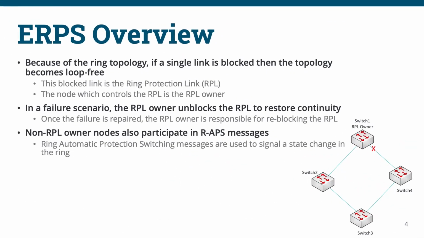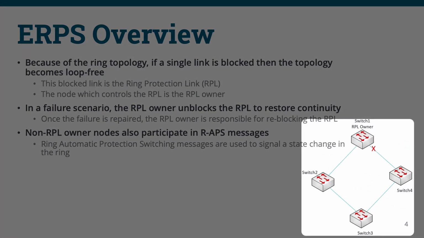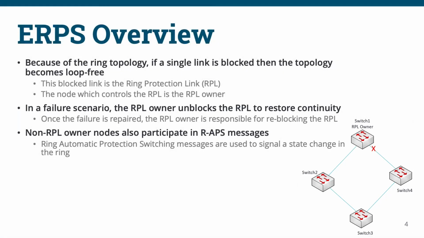As we can tell in our topology here, since we have a ring, if a single link is blocked, we now have a loop-free topology. This blocked link in ERPS is called the Ring Protection Link, or RPL. The node which controls the blocking of the RPL is called the RPL owner. During normal operation, when there are no failures detected in the topology, the RPL is blocked by the RPL owner.